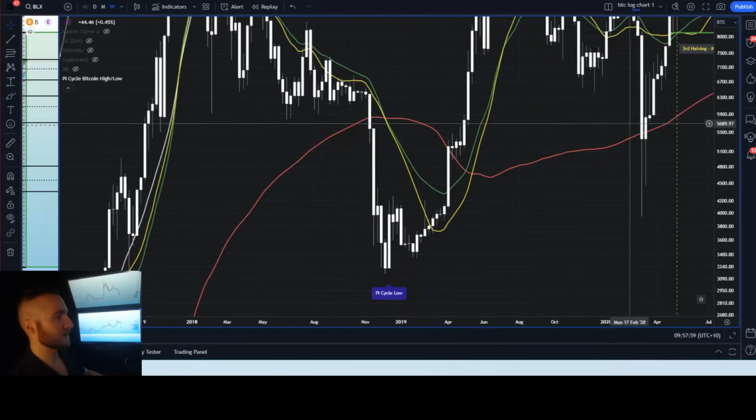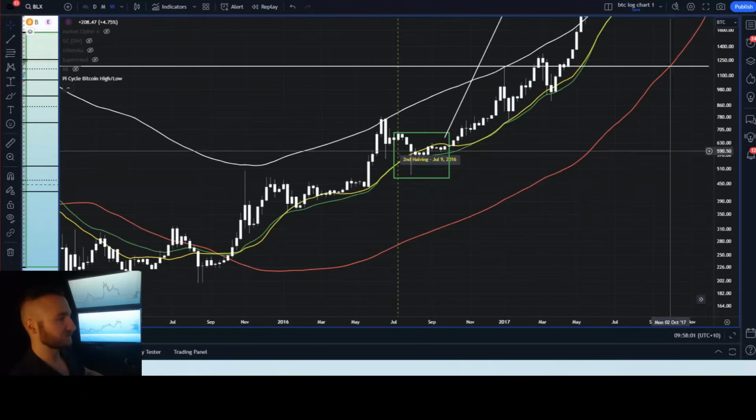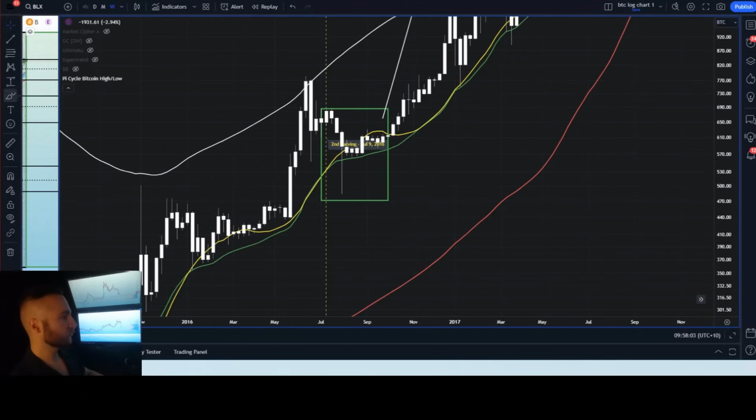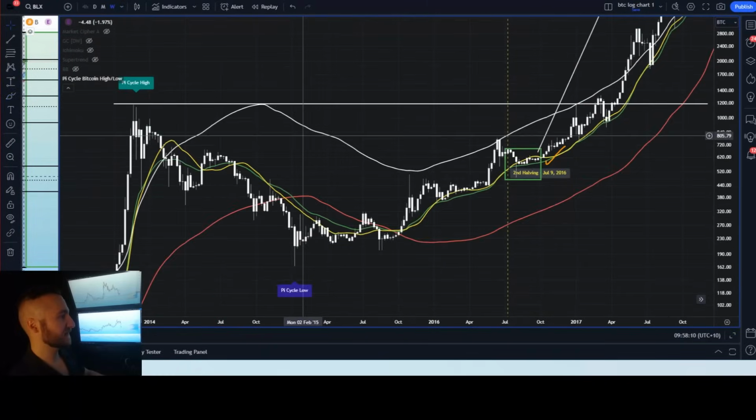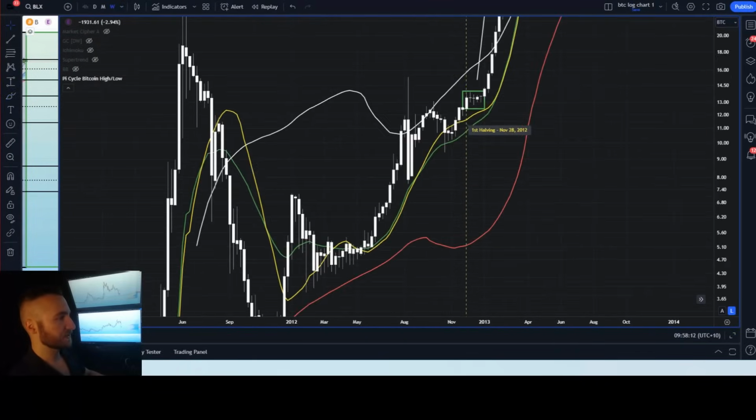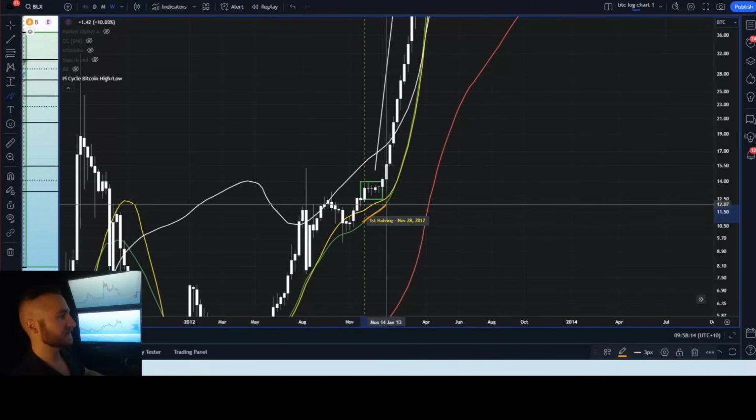Perfect. Let's go back to our prior instance. In this instance, did we remain above the green line? We did. We never closed below it. We remained above it the entire time. Perfect. And in our first halving event, did we remain above that green line? Well, we can see in this instance, we did not even test it.